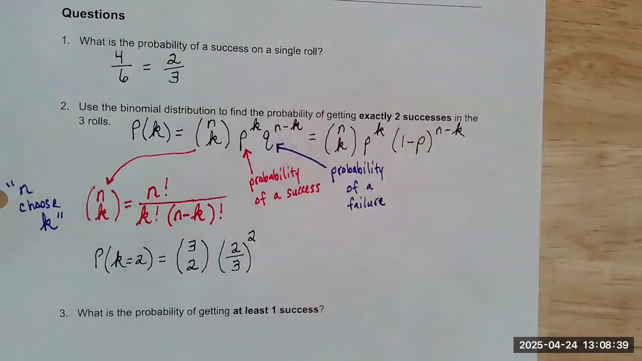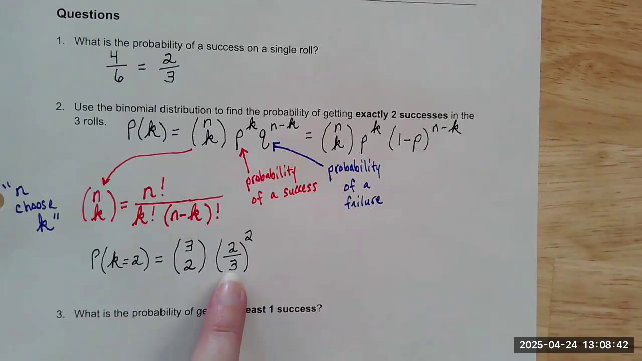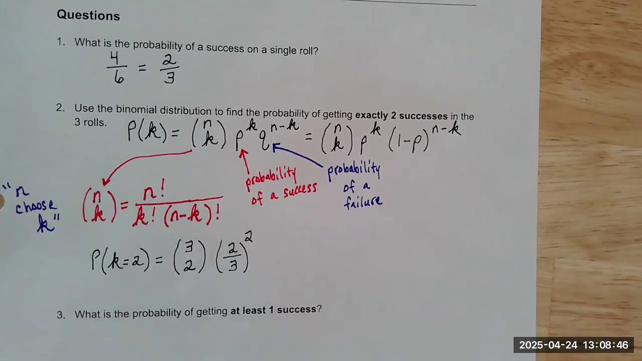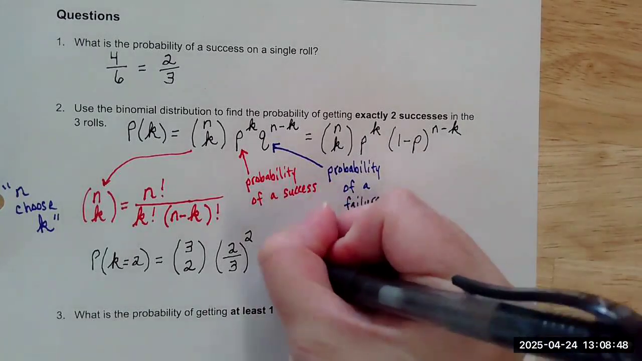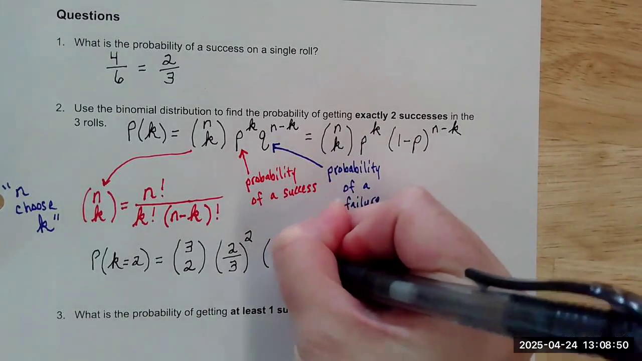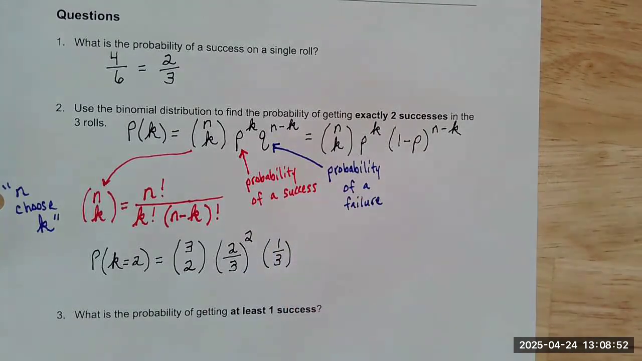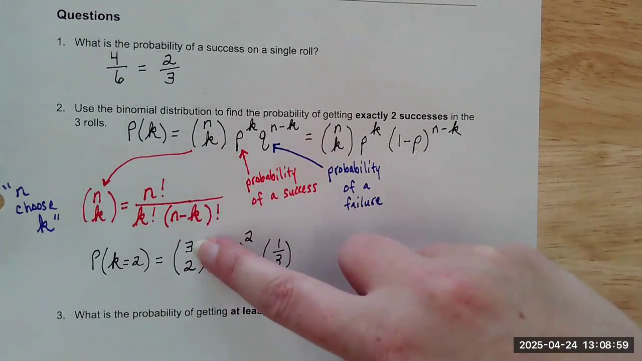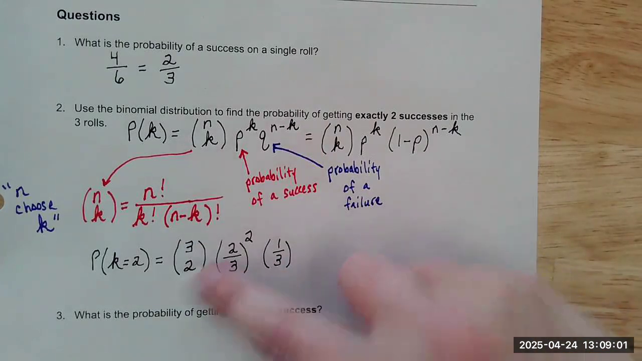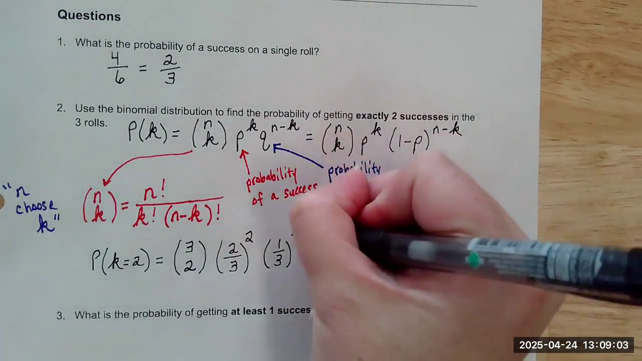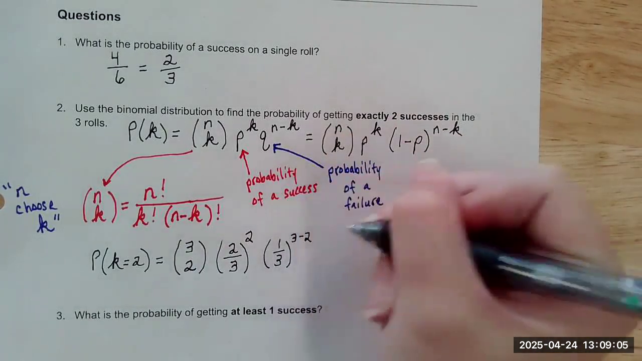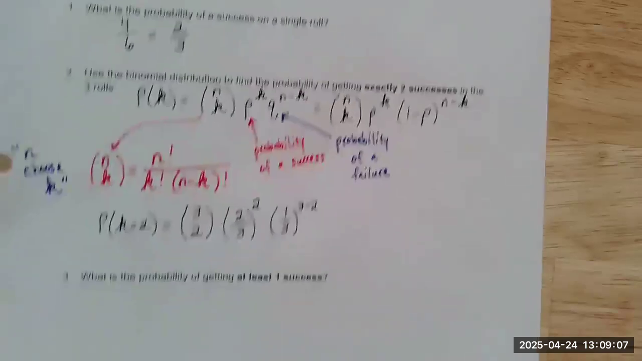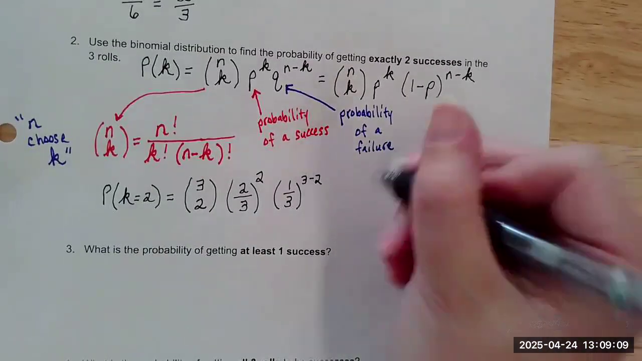Now we need to put the probability of a failure. If the probability of a success was 2/3, what's the probability of a failure? 1/3, perfect. It's always 1 minus the probability of a success. So 1/3 goes there. And then we raise that to the power of n minus k. So in this case, that's the n and that's the k. So 3 minus 2. Ta-da! There's our formula. Okay.